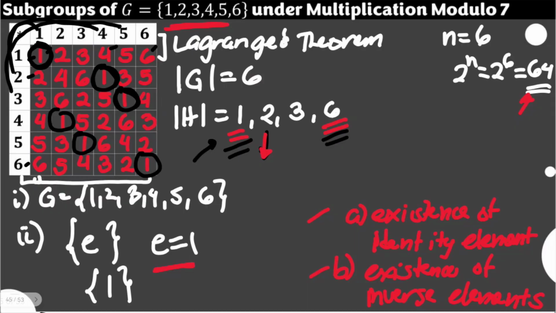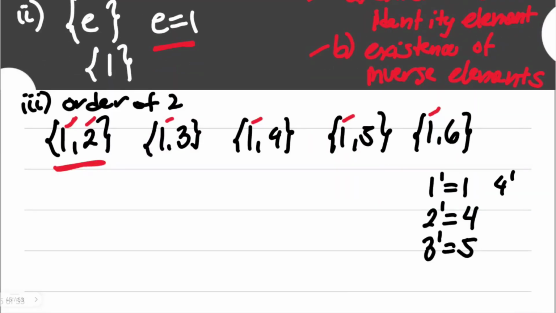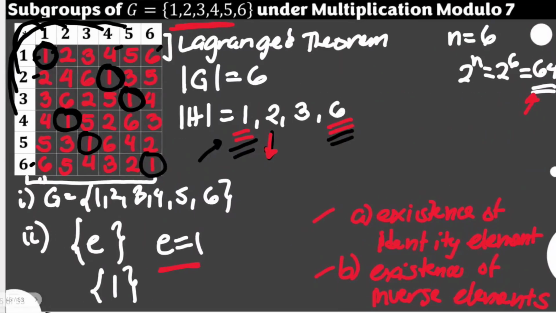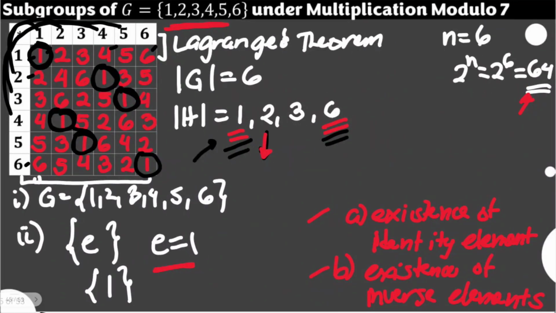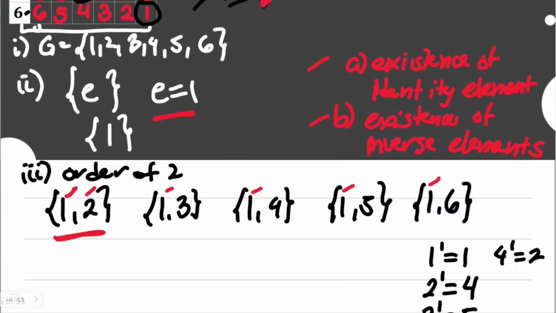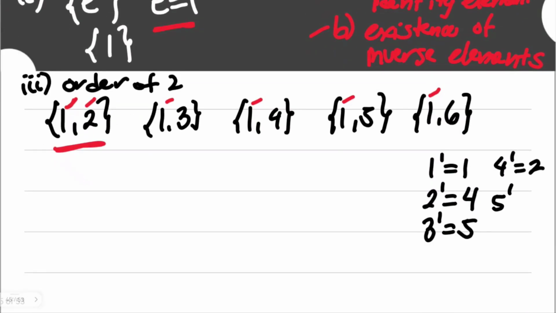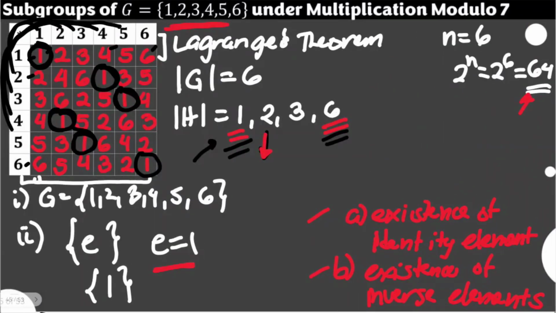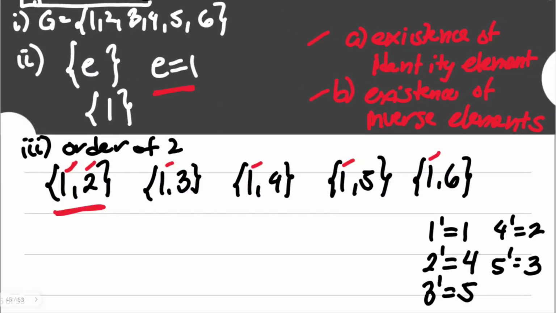Now for 4, it's here. 4 star 2. So the inverse of 4 is 2. For our 5, it's here. The inverse of 5 is 3. Okay? And finally, for our 6, it's here. That's actually 6 star 6. So the inverse of 6 is itself.